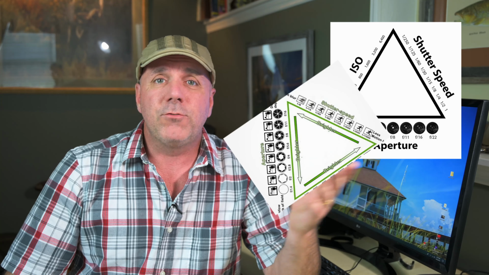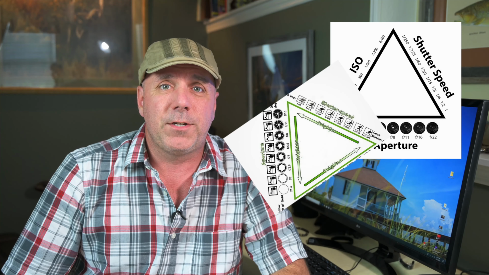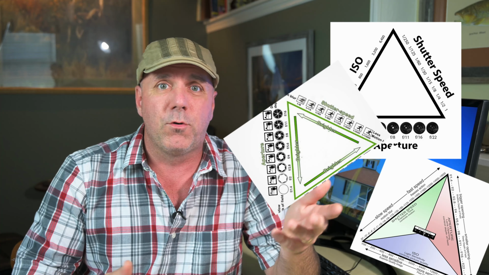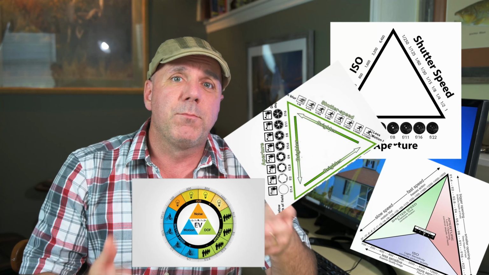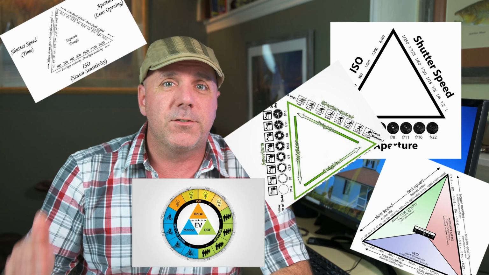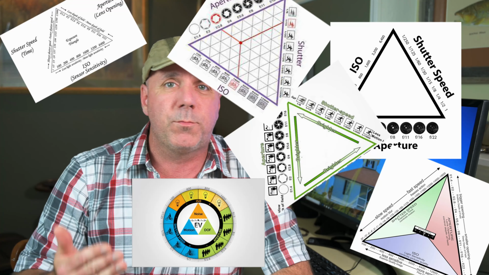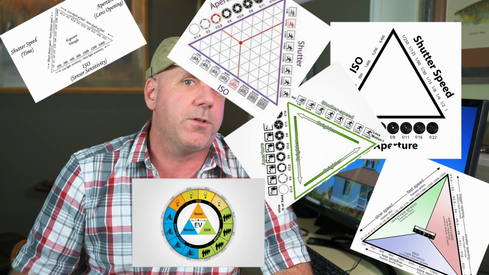Now just add in some extra information about the effect each of these has on an image, like motion blur, depth of field, noise, etc. And all of a sudden we've taken a simple three-sided geometric shape and turned it into something that looks like it would be more at home in a textbook on quantum physics than in a simple photography lesson.